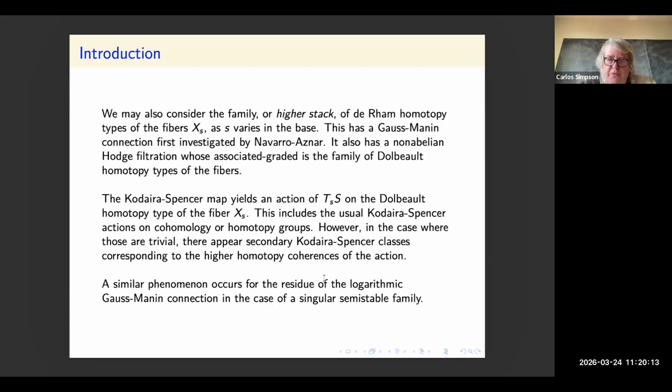I think it's well known that those will form a variation of mixed Hodge structure, and this is again the Kodaira-Spencer map for the graded of the Hodge filtration in that variation of mixed Hodge structure.